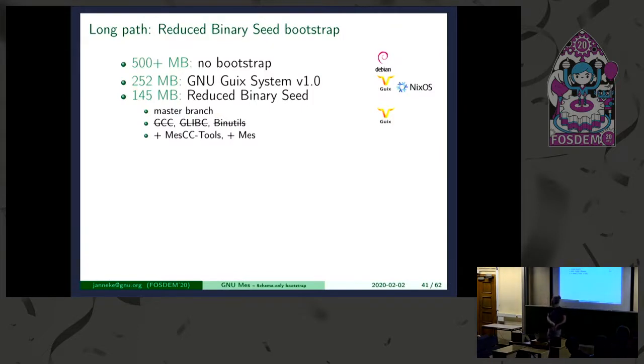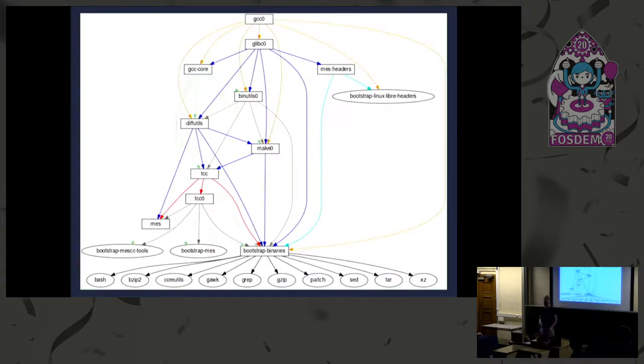So last year at FOSDEM, I presented the reduced binary seed bootstrap, which reduces the bootstrap seed by almost 50%, but it removes GCC from our bootstrap seeds, our first compiler, right? So could we improve on that? Well, reducing the binary seed, in our case of Guix, would mean removing Bash, coreutils, bzip2, awk, grep, gzip, patch, sed, tar, xz, maybe a couple more.